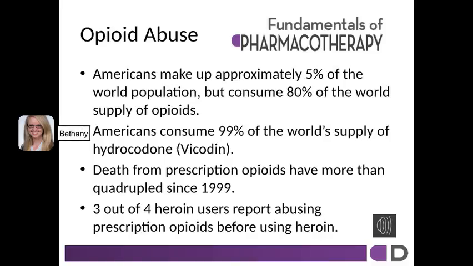The use of opioid medications is increasing at an alarming rate, and the use of opioids in the U.S. is very high. Americans make up about 5% of the world population, but consume 80% of the world's supply of opioids, and specifically, we consume about 99% of the world's use of hydrocodone or Vicodin. Since 1999, the deaths from opioids have more than quadrupled, and heroin, which is an illicit recreational opioid, 3 out of 4 heroin users report that they started abusing prescription opioids before they switched to using heroin. So opioid abuse is a big concern, and it is a national public health crisis.